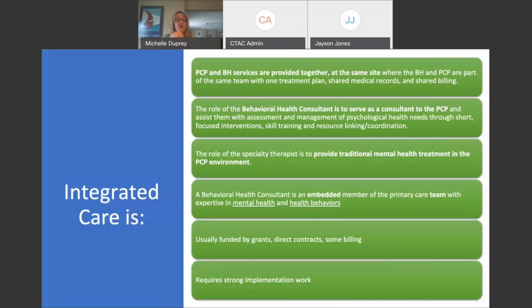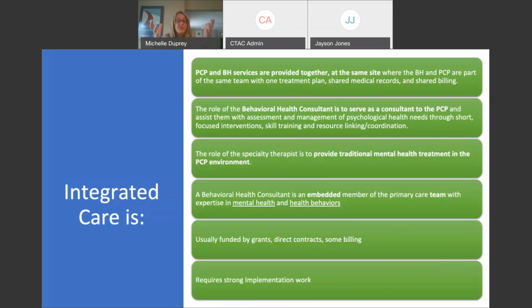They make referrals, and they do lots of things that really help the patients primarily, but also help the physicians. My behavioral health consultants consult with the primary care doctor, provide them with information, and assist with assessment, management, psychological health focused interventions, skill training, and resources. They're not doing traditional therapy. What I call assessment is not a psychosocial. It is more of a functional assessment. So what's the problem today? What's going on right now?